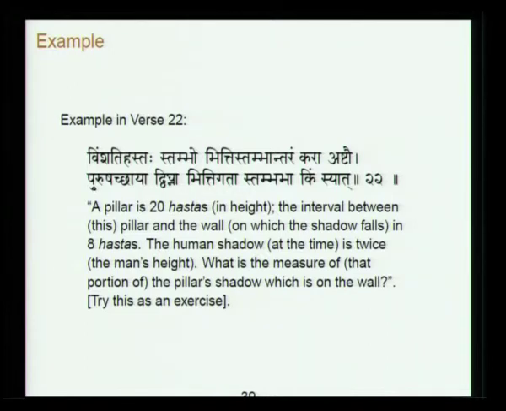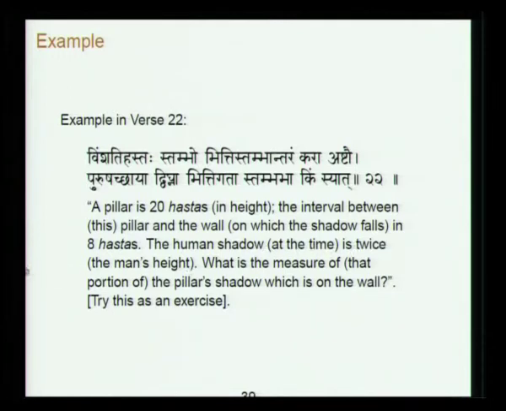Then again he gives an example. Minchati hastaha stambho bisti stambantaram kara ashto purushachaya dvigna bittigata stambhabha kim syat. A pillar is 20 hastas in height. The interval between the pillar and the wall on which the shadow falls is 8 hastas. The human shadow at that time is twice the man's height.